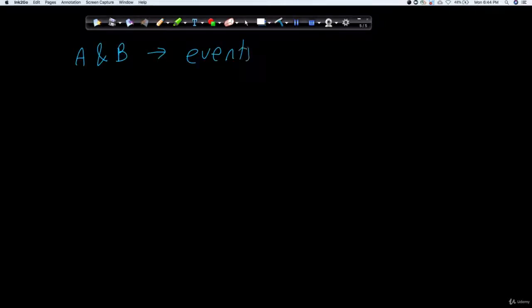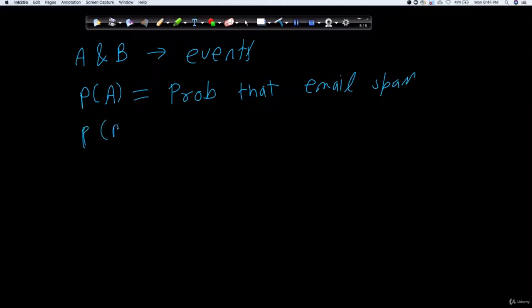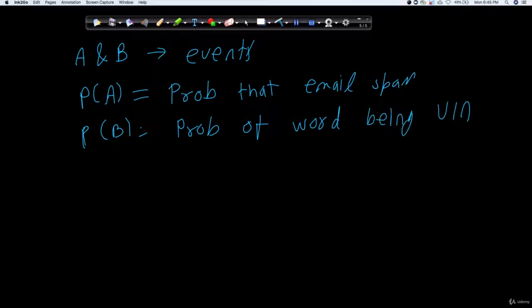Now, how can we define it further? Let's say A and B are two different events. Let me define these events also. When I say probability of A, it means the probability that your email is a spam. Now similarly, we have a probability B. Let's say that is the probability of the word being Viagra. Now let's say the probability of A is 20%.